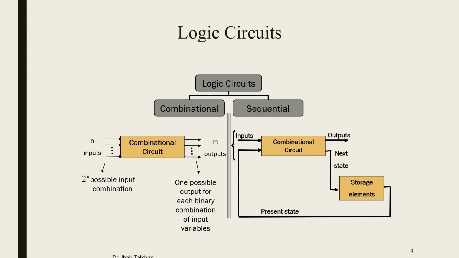So this loop here actually gives you the timing and synchronization for the sequential circuit. As you can see here, the outputs are a function of input and present state, and also the next state is a function of input and present state. And this will be clear in the next slide.